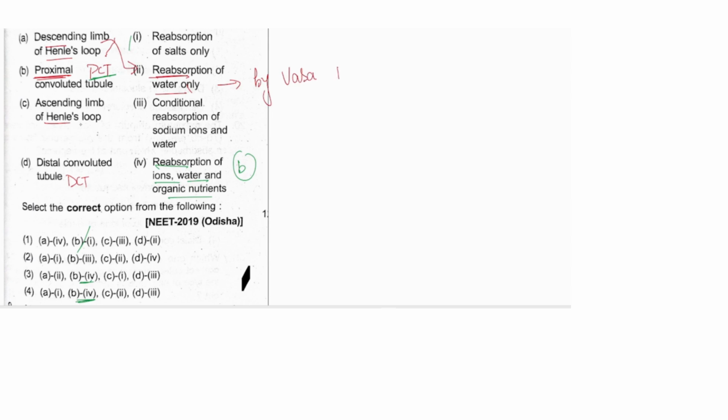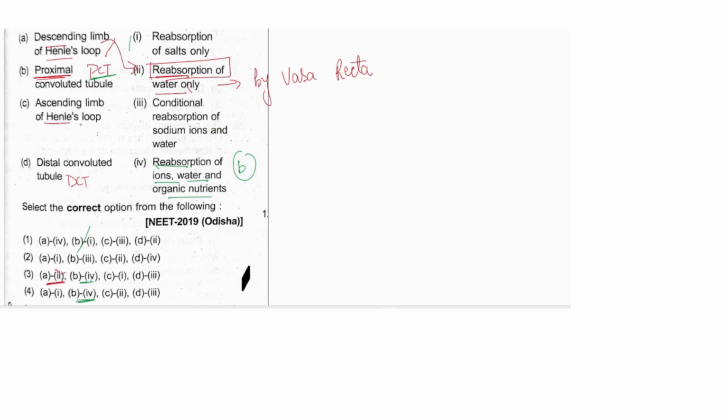Okay, by the vasa recta. In that reference they have given the reabsorption of the water only, but the water is not reabsorbed into the loop of Henle itself, it is reabsorbed by the vasa recta. The descending limb releases the water molecules, and that water is reabsorbed by the vasa recta. Based on that information they have given the options. So A should be 2 here.